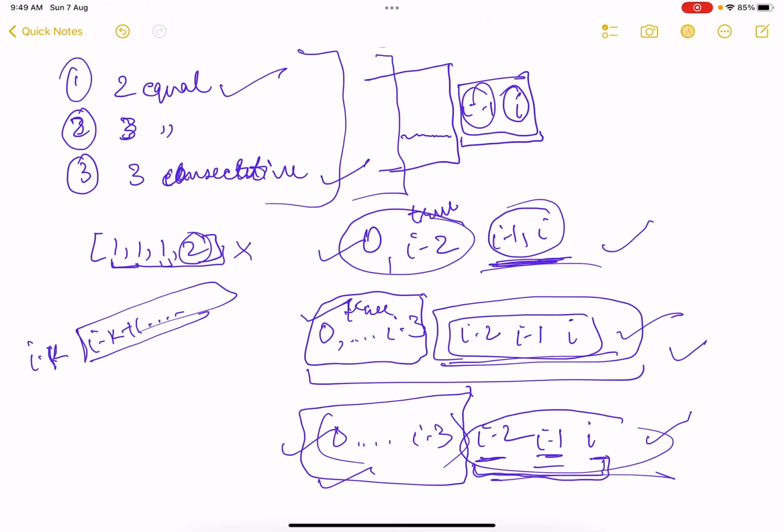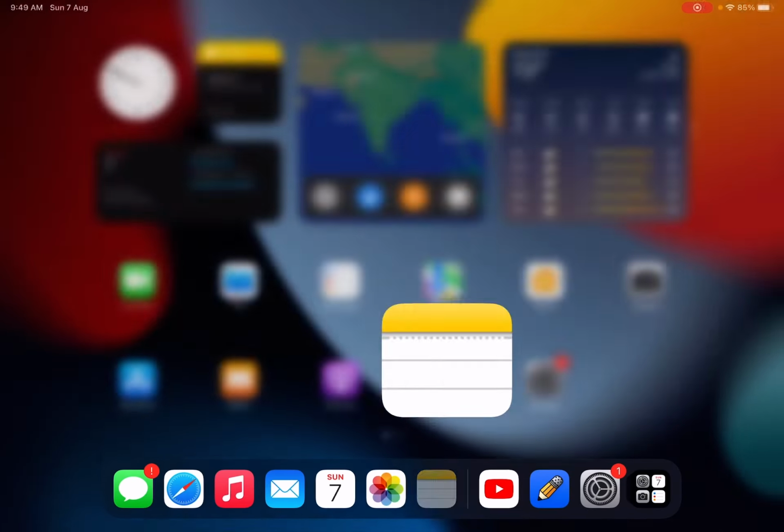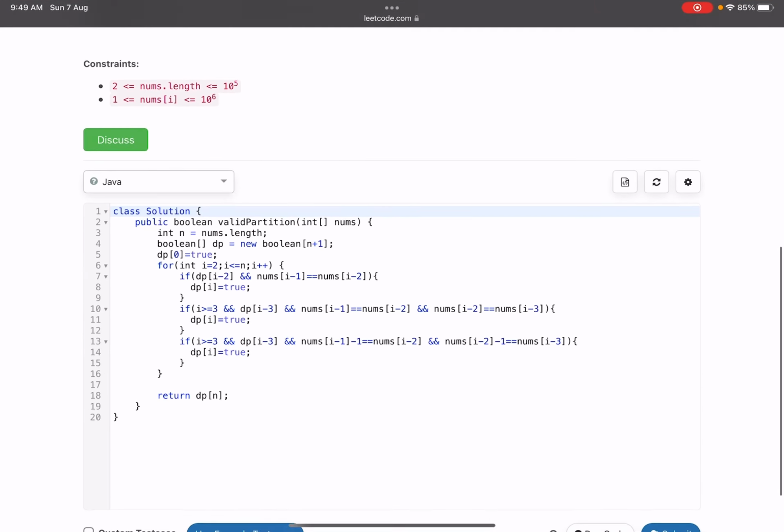Here in this case, I need to store the result for I minus 2, I minus 3 and so on, because obviously at the ith position I need to check the last two elements or the last three elements, right? So typical dynamic programming problem. Let's jump to the solution to get a better understanding.